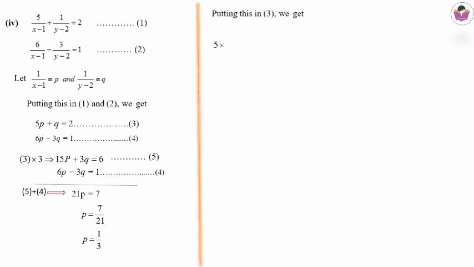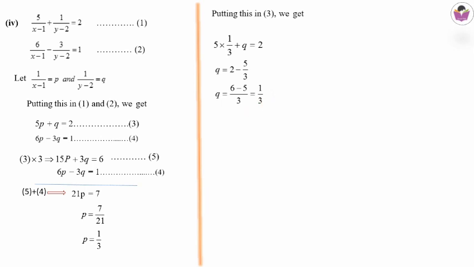Now substitute this value of p in equation number 3. We get 5 into 1 by 3 plus q is equal to 2. Taking q on the left, the 5 by 3 goes to the right side, so q is equal to 2 minus 5 by 3. Taking 3 as the LCM, 3 into 2 is 6 minus 5, the final answer is 1 by 3. So q is equal to 1 by 3.